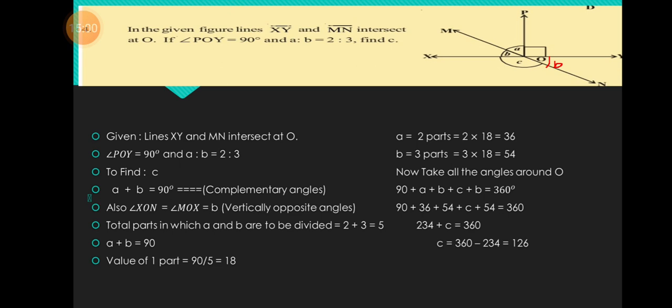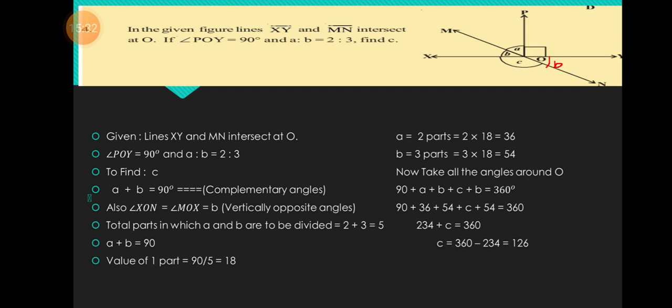What else is given to you? A is to B is equal to 2 is to 3. So total parts of A and B should be divided in total 5 parts, and A takes 2 parts and B takes 3 parts. So total A plus B is 90 degrees and it is divided into 5 equal parts, and value of one part is 18. And A takes 2 parts, 2 into 18 is equal to 36. B takes 3 parts, 3 into 18 is equal to 54.